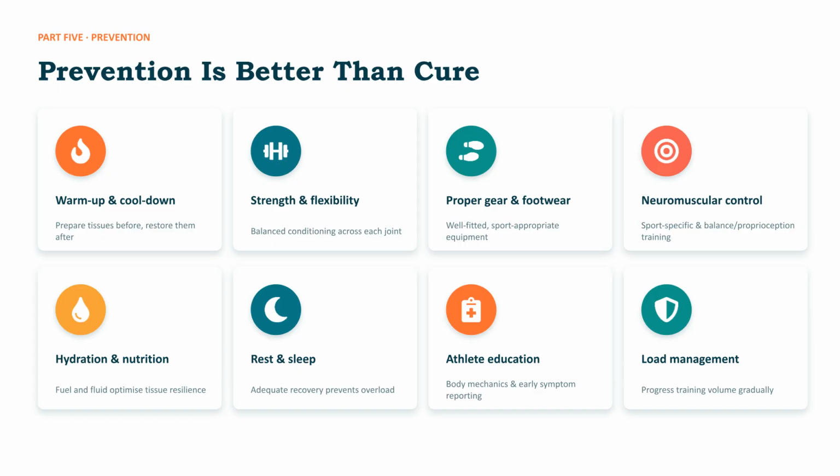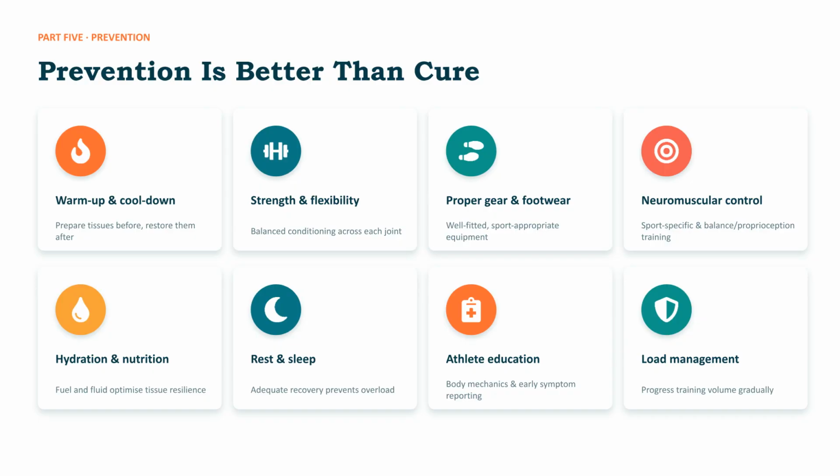Let's end where we should always start: prevention. The evidence is clear. A proper warm-up and cool-down prepares tissues for work and restores them after. Strength and flexibility must be balanced across each joint. Proper gear and footwear, well-fitted, sport-appropriate, reduces risk. Neuromuscular control training, balance and proprioception is highly effective, especially for ACL prevention.